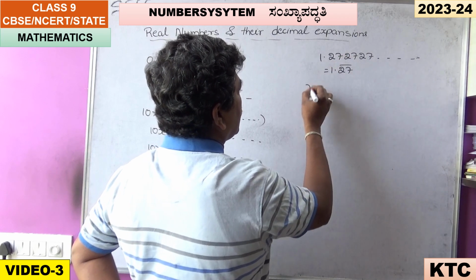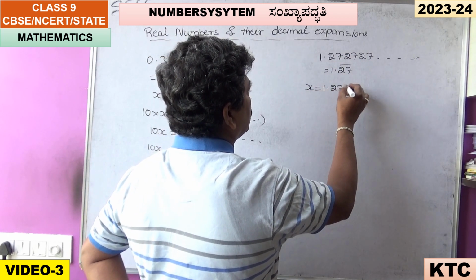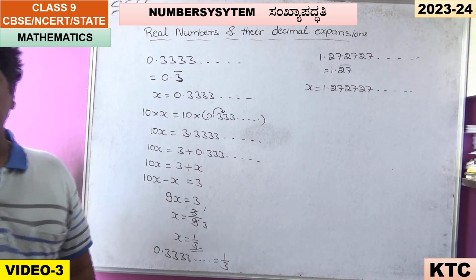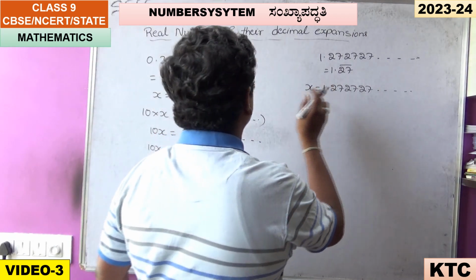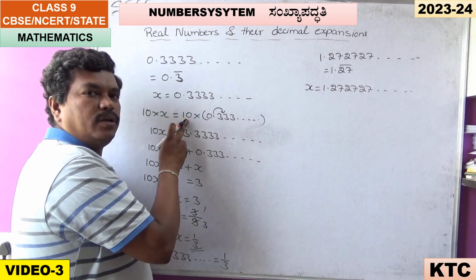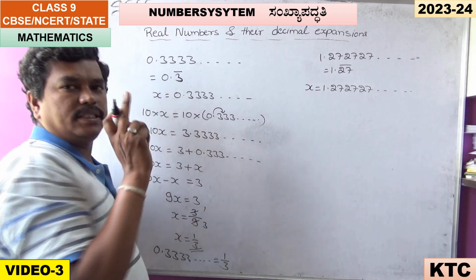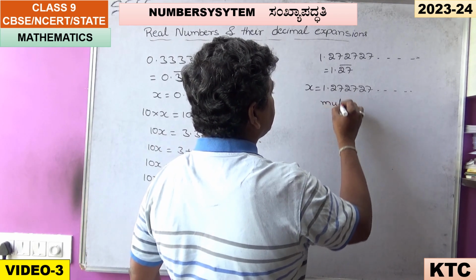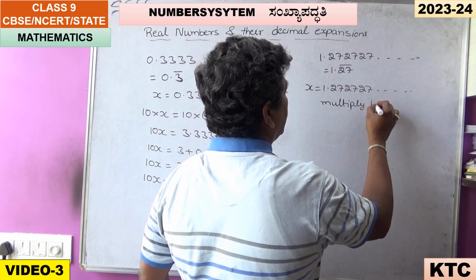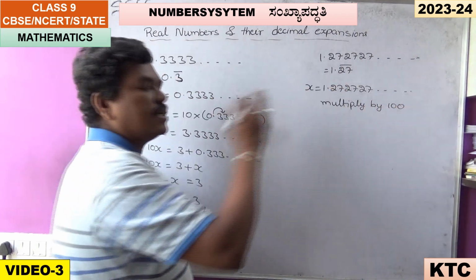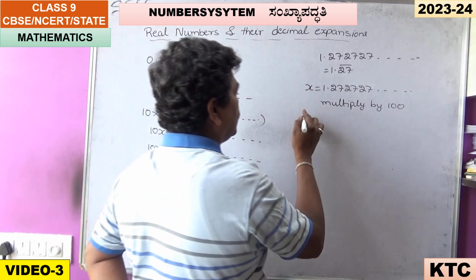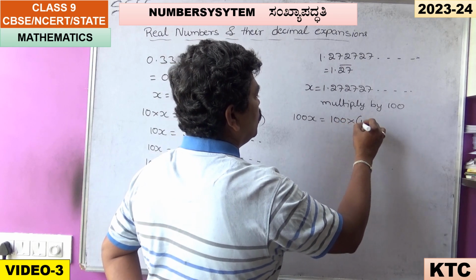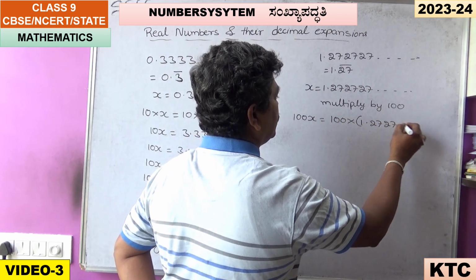So you put this as x is equal to 1.272727 and so on. So you put this as x. So now how much can we multiply for this one? Here we have multiplied by only 10, because only one digit is repeated. Here you observe there are two digits repeated. So multiply this by 100. For both sides we have to multiply this by 100. So this becomes 100x is equal to 100 into 1.2727 and so on.